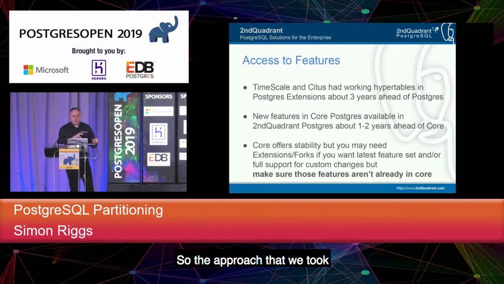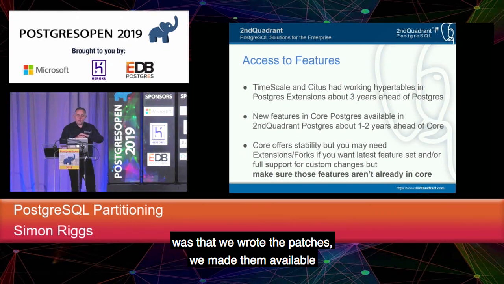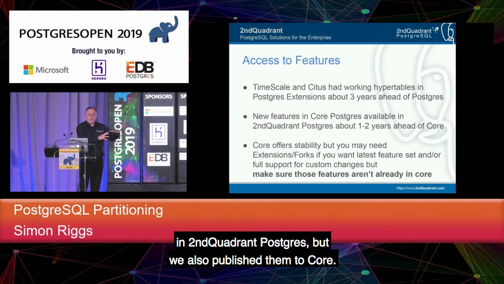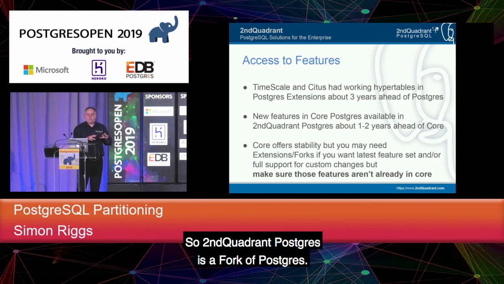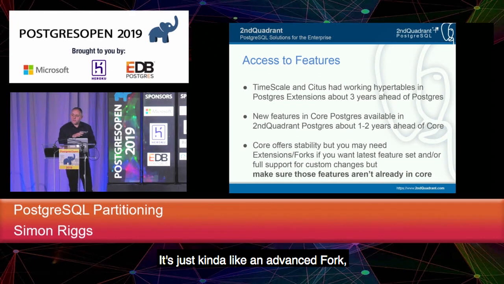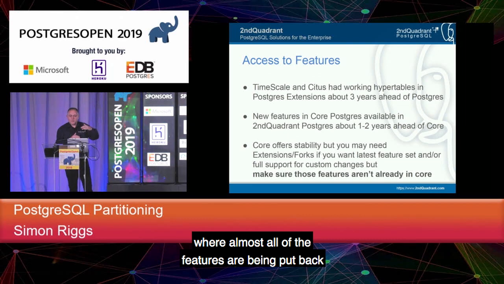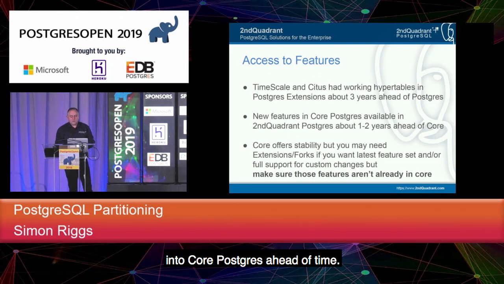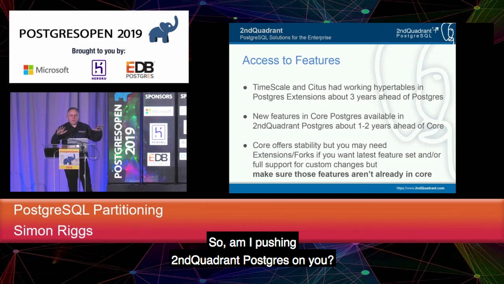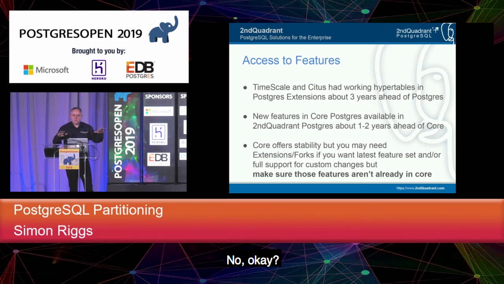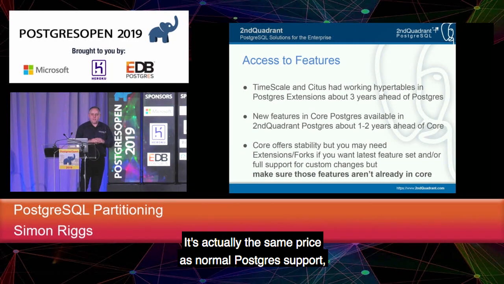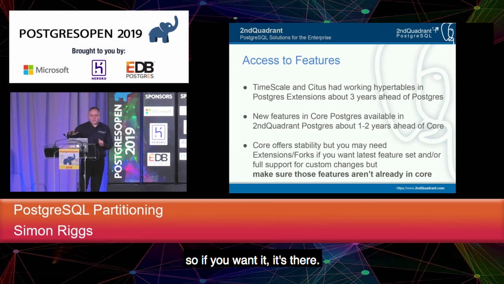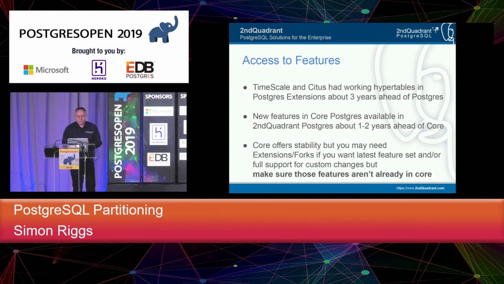So the approach that we took with the patches that we had was that we wrote the patches, we made them available in Second Quadrant Postgres, but we also published them to core. So Second Quadrant Postgres is a fork of Postgres. It's just kind of like an advanced fork where almost all of the features are being put back into core Postgres ahead of time. So am I pushing Second Quadrant Postgres on you? No, okay? It's actually the same price as normal Postgres support. So if you want it, it's there. If you don't want it, we're cool.